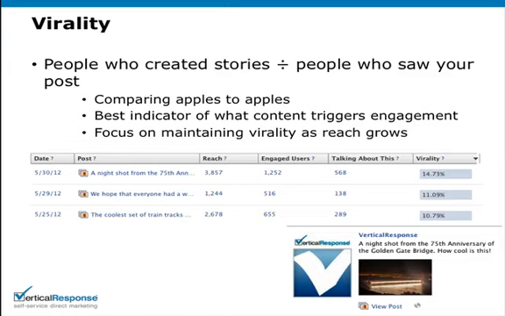But the point, what you want to do, and again, here it is, comparing apples to apples, right? So you look, and that third one down, or the second one down, has only a reach of 1244 versus the third one, which has a reach of more than double that. However, the virality is lower because the talking about this number is so much lower on the second post.